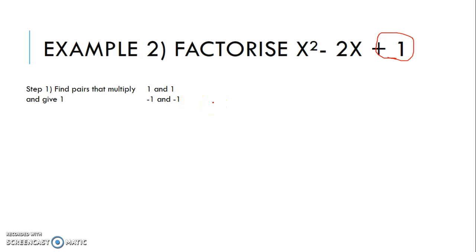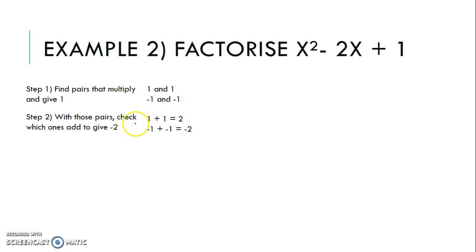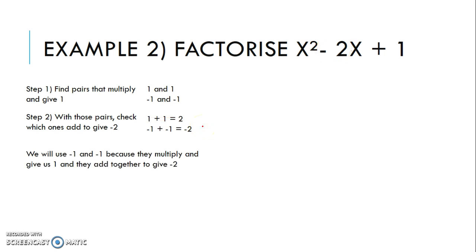Step number 2, if you recall, is with those pairs, check which ones add and give you the middle number. And the middle number is the negative 2. 1 plus 1 equals 2, so it can't be this one. And minus 1, adding a negative 1, will give us the negative 2. So tick. I'll tick that one. We're going to use this pair. Okay, we're going to use the minus 1 and minus 1, because they multiply and give us positive 1, and you add them together and we get the negative 2.